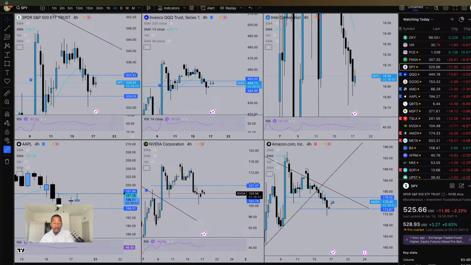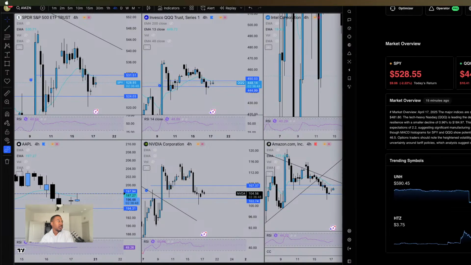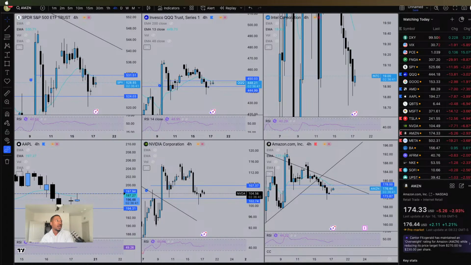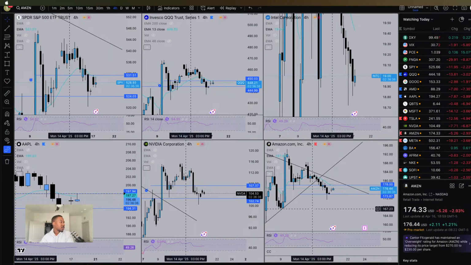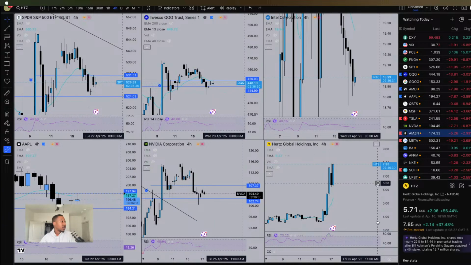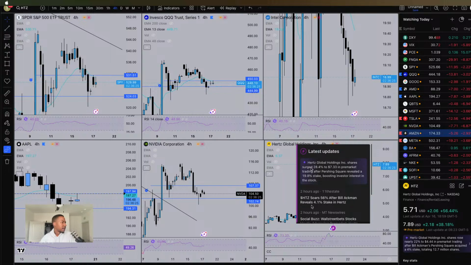I got lucky on a Hertz call. Okay, I was just looking right now, legit just looking. I was unaware of it, but I do see Hertz on the trending symbols, so I was about to look at that. Let's take a look because I don't have any thoughts on it right now. Okay, that's going crazy. Shares surged in pre-market trading after Pershing Square revealed a 9% stake in the stock.